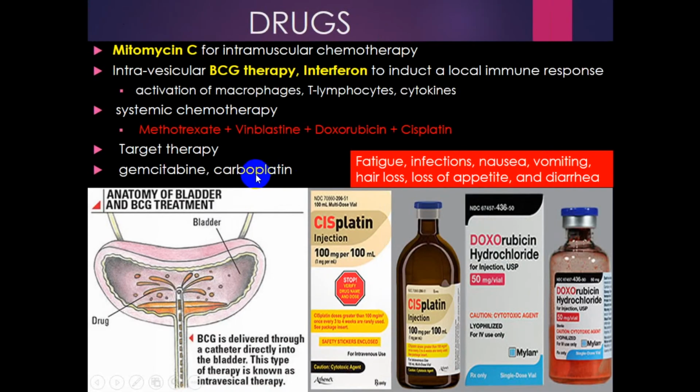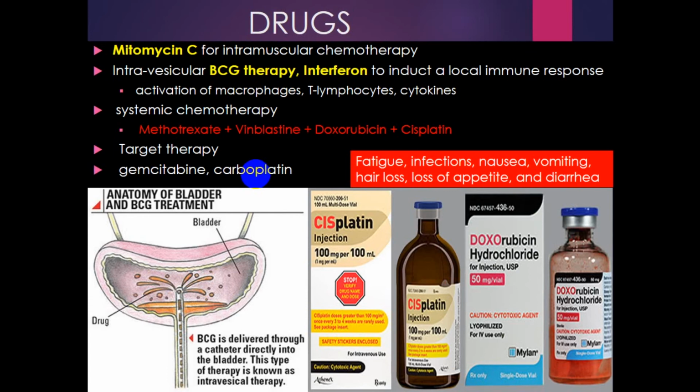Drugs. Medical treatment may be different. Firstly, mitomycin C, used for intravesical chemotherapy, intravesical BCG therapy or interferons. They induce a local immune response and cause activation of macrophages and T lymphocytes or cytokines. They are put into the bladder after operation. Systemic chemotherapy is for methotrexate, vinblastine, doxorubicin, and cisplatin usage after operation and during operation. And target therapy, as I said before in previous slides.